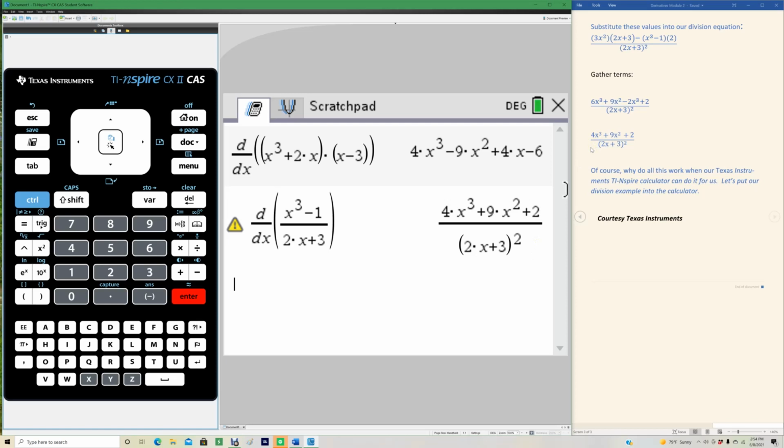You can see it's much easier and quicker to use the calculator, but it's important to know how to do it in the first place, just to check your work.